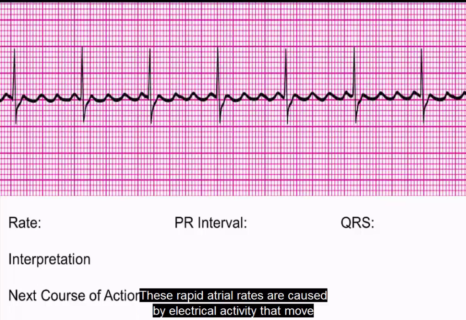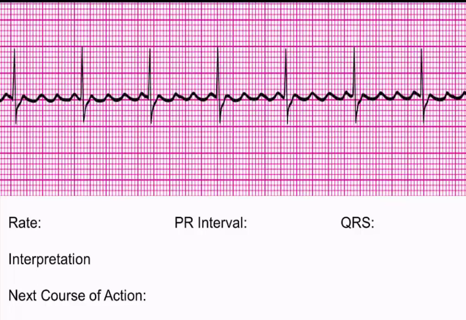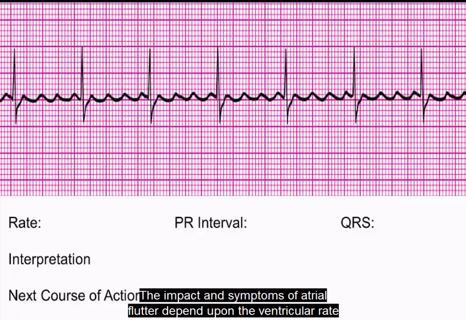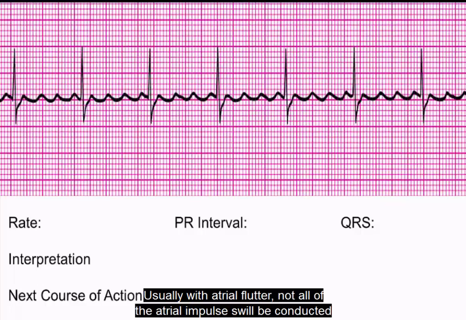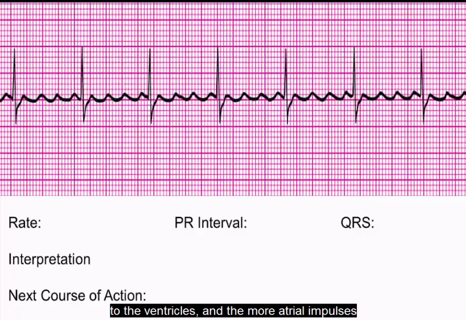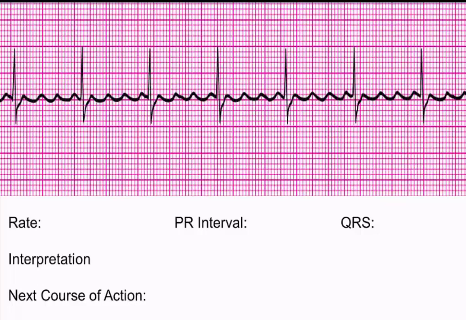These rapid atrial rates are caused by electrical activity that moves in a self-perpetuating loop within the atria. The impact and symptoms of atrial flutter depend upon the ventricular rate of the patient and the cardiac output. Usually with atrial flutter, not all of the atrial impulses will be conducted to the ventricles, and the more atrial impulses that are conducted, the greater the negative effect.